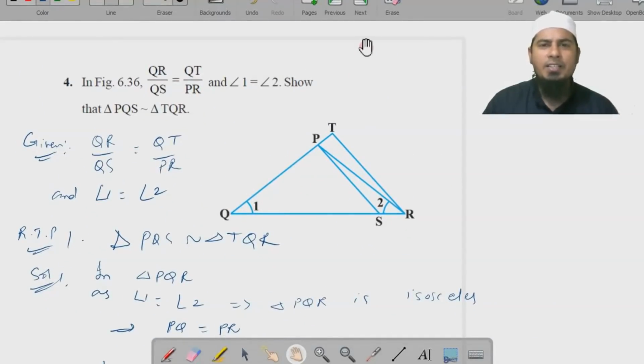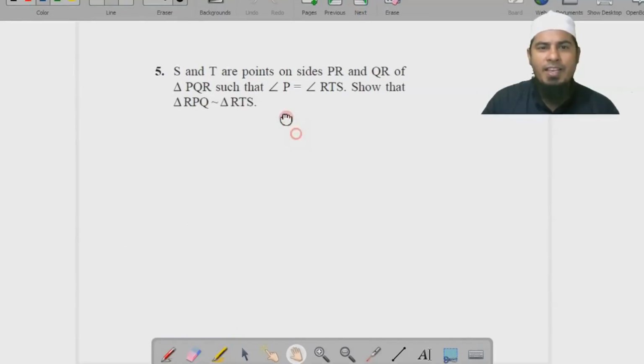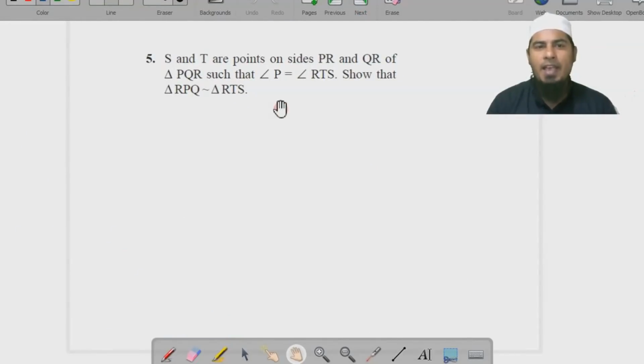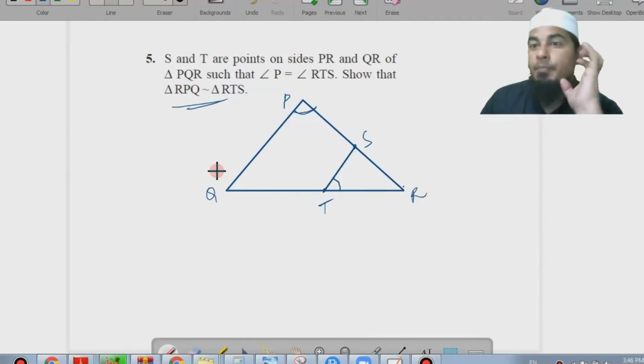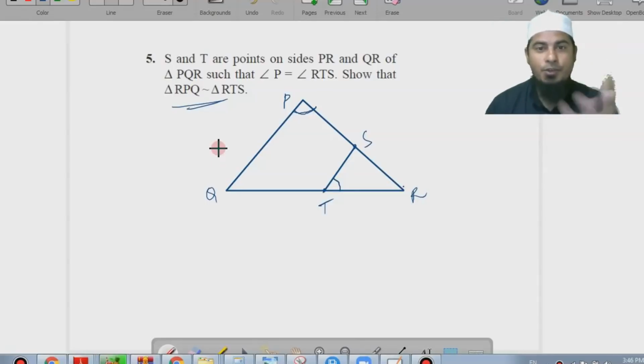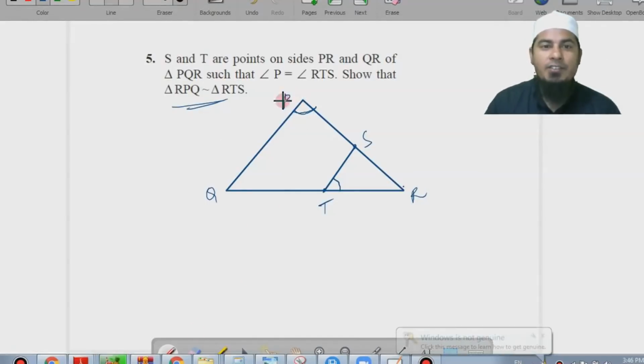Let us take the next question. Here is question number 5. S and T are points on sides PR and QR of triangle PQR such that angle P is equal to angle RTS. Show that triangle RPQ is similar to triangle RTS. Let us draw the diagram for this one. When we read the question, it was a little tricky whether we would be able to solve it or not. When we drew the diagram, it is triangle PQR in such a way that angle P is equal to angle RTS.